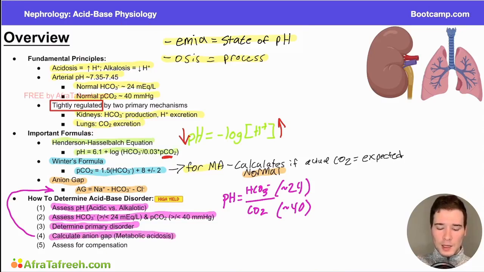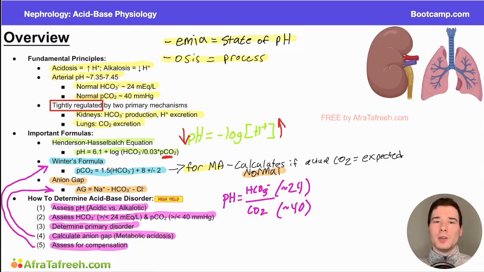And then the final step is to assess for compensation. This is where we might use things like Winter's formula, where we might determine, okay, there's a metabolic acidosis, pH is low, and bicarb is low. So what's the CO2 doing? Is the CO2 compensating with the lungs in the way that we would expect it to? And that's where these special formulas come in. So technically, you could be done after 3 steps. You could determine the pH, you could assess the normal bicarb and CO2, and you could determine the primary disorder. However, if it's a metabolic acidosis, there are a couple extra steps to do, which is why I think they ask about it most commonly.